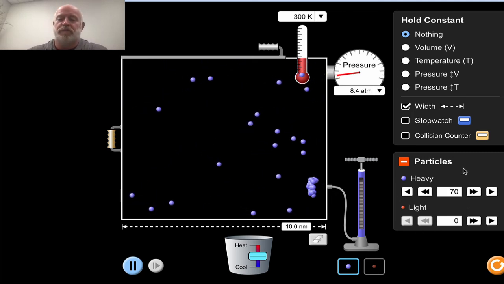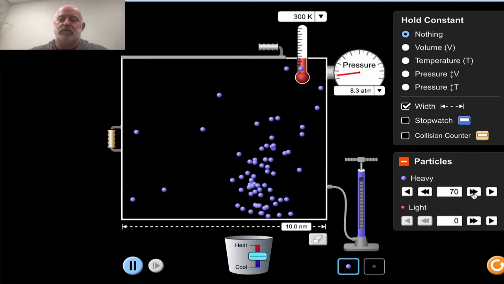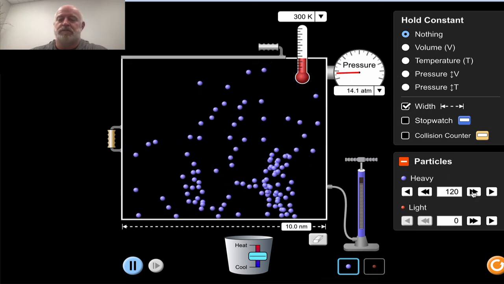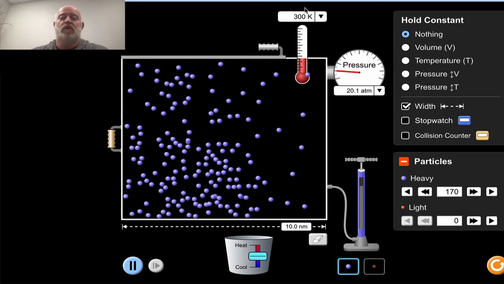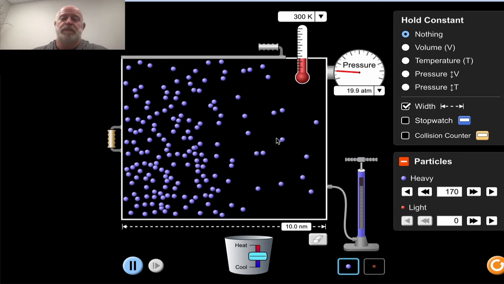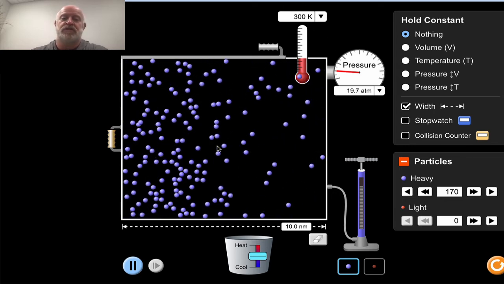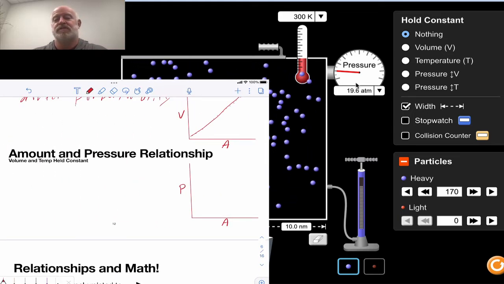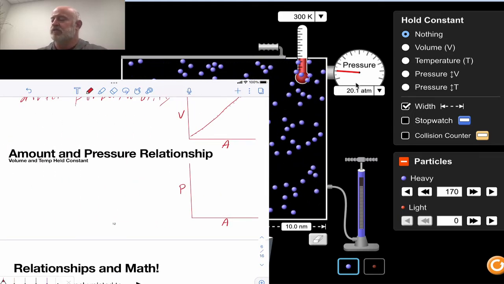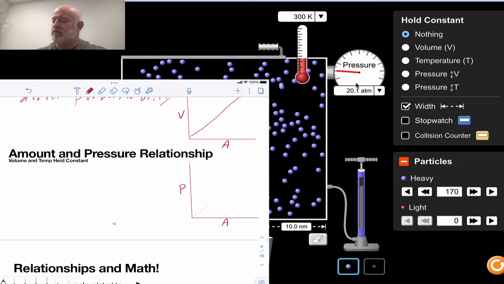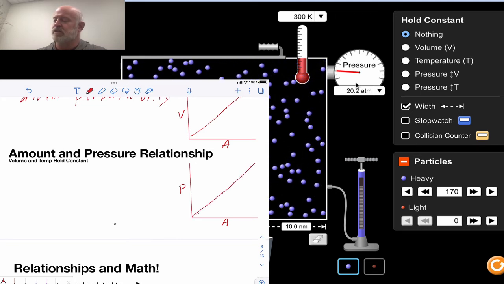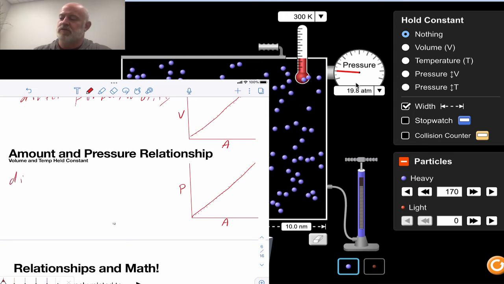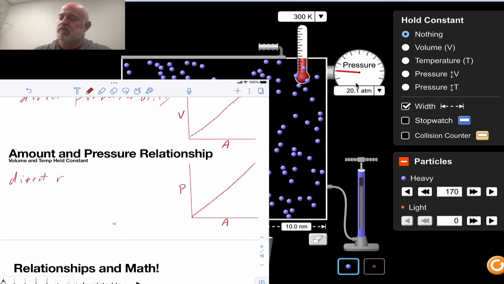Okay, dump 50 in and our pressure goes up. Dump another 50 in, our pressure goes up. Dump another 50 in, our pressure goes up. Okay? So again, holding temperature and volume constant, as we put more particles in, that will create more collisions. More collisions means more pressure. Okay? So again, we graph this, and as my amount keeps going up, the pressure will go up proportionally to that, and we're going to see another linear regression. So again, we have a direct proportionality.